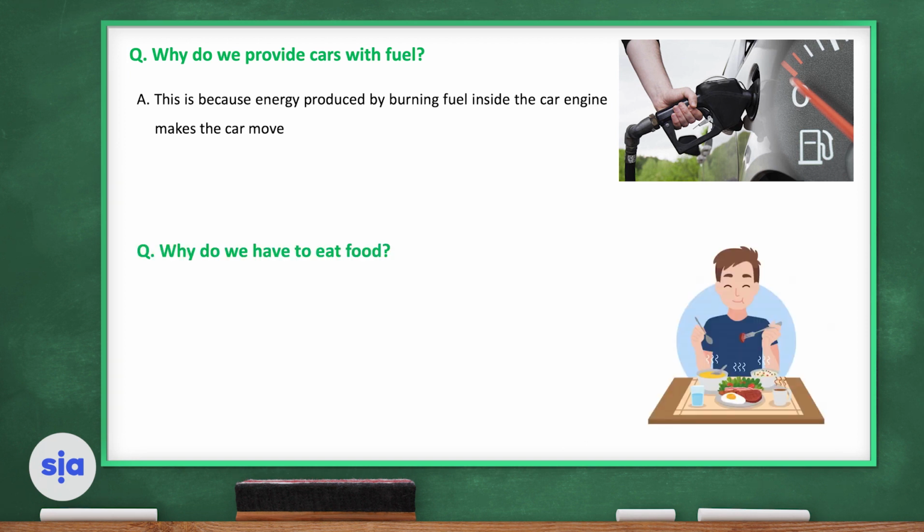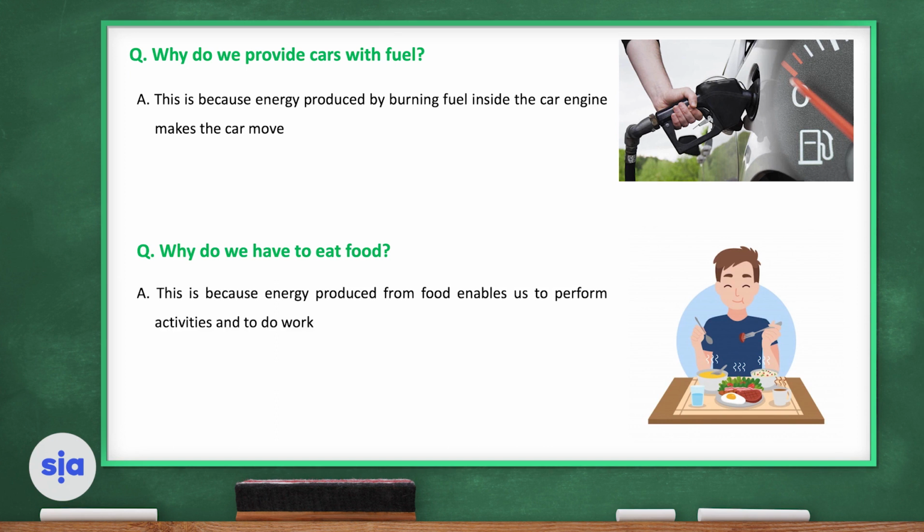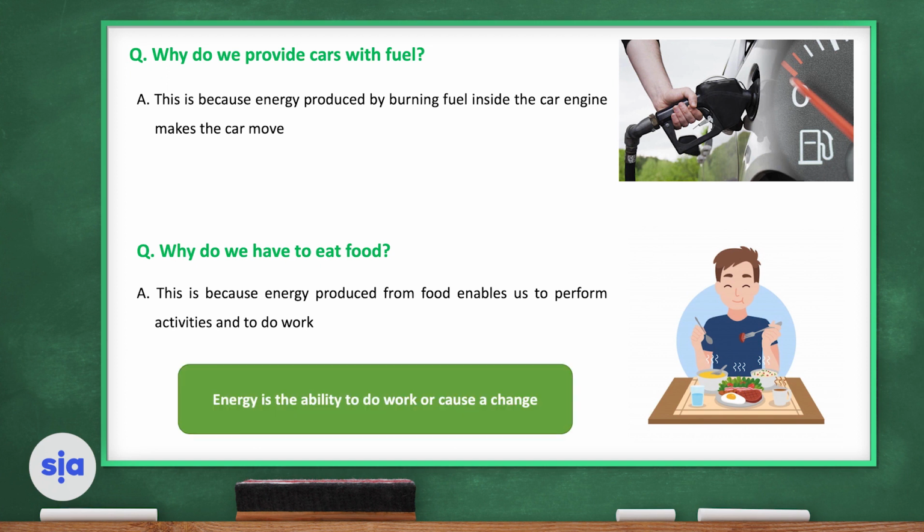And why do we have to eat food? This is because energy produced from food enables us to perform activities and do work. So energy can be defined as the ability to do work or cause a change.